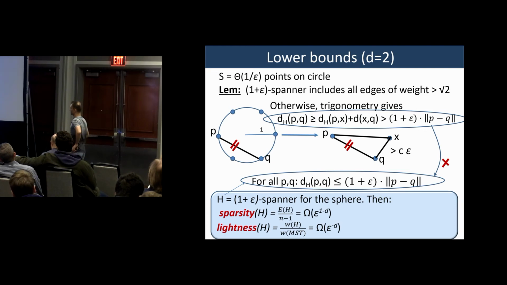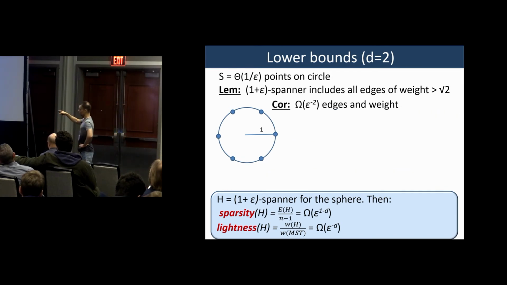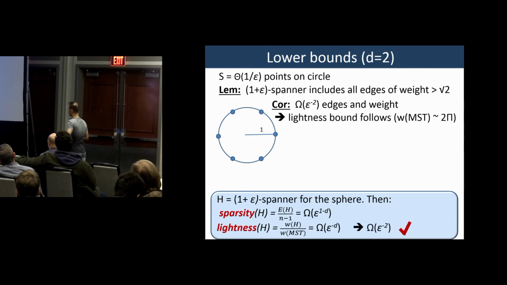So this is just simple trigonometry that shows that the distance must be bigger than 1 plus epsilon times the Euclidean distance between P and Q. And this means that this is not a 1 plus epsilon spanner. So in other words, the corollary is that for this particular point set, you have to use many edges, and all of them have large weight. And when I say large weight, I mean weight that is linear in the weight of the minimum spanning tree. Because for this point set, the minimum spanning tree is just, you connect them by a simple path. So it's just the perimeter of the circle minus some epsilon.